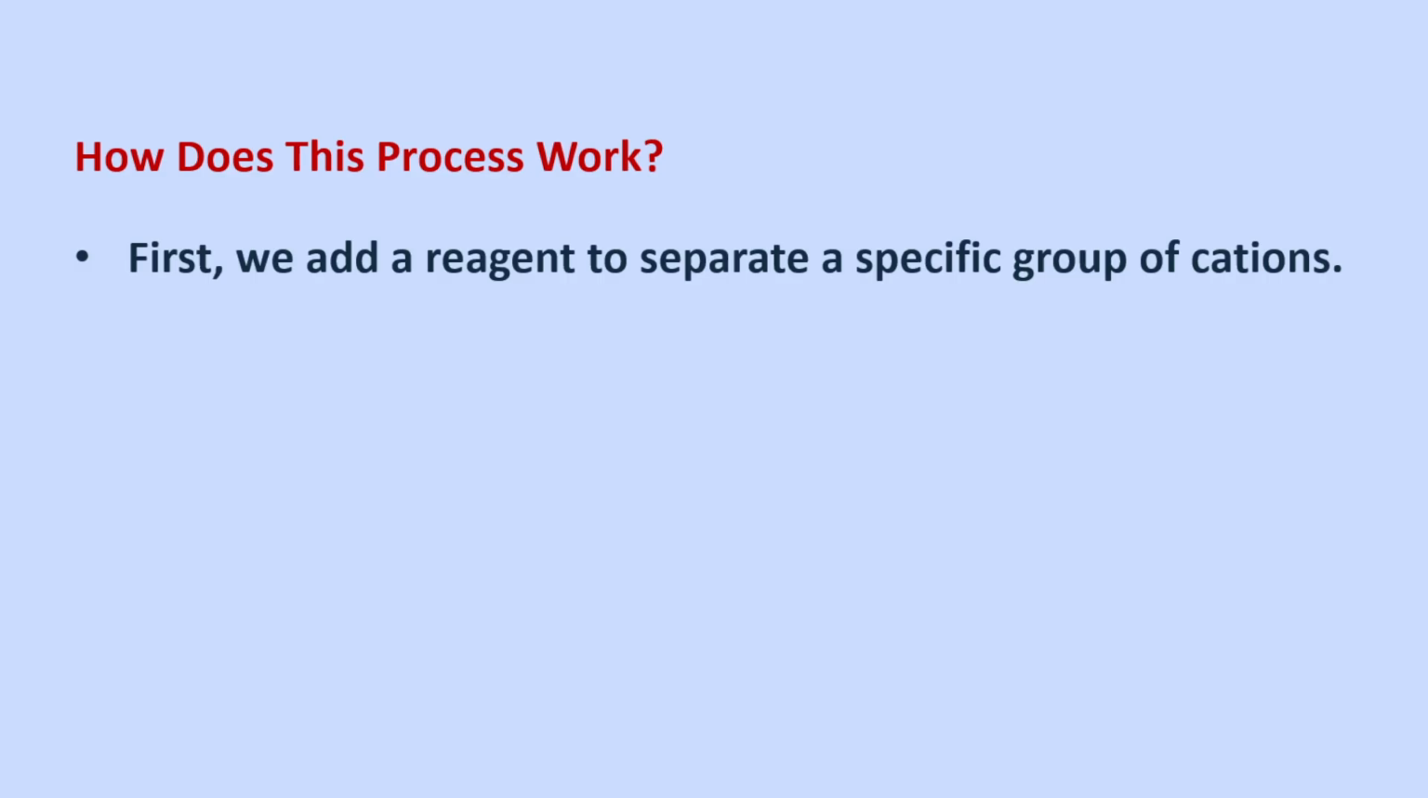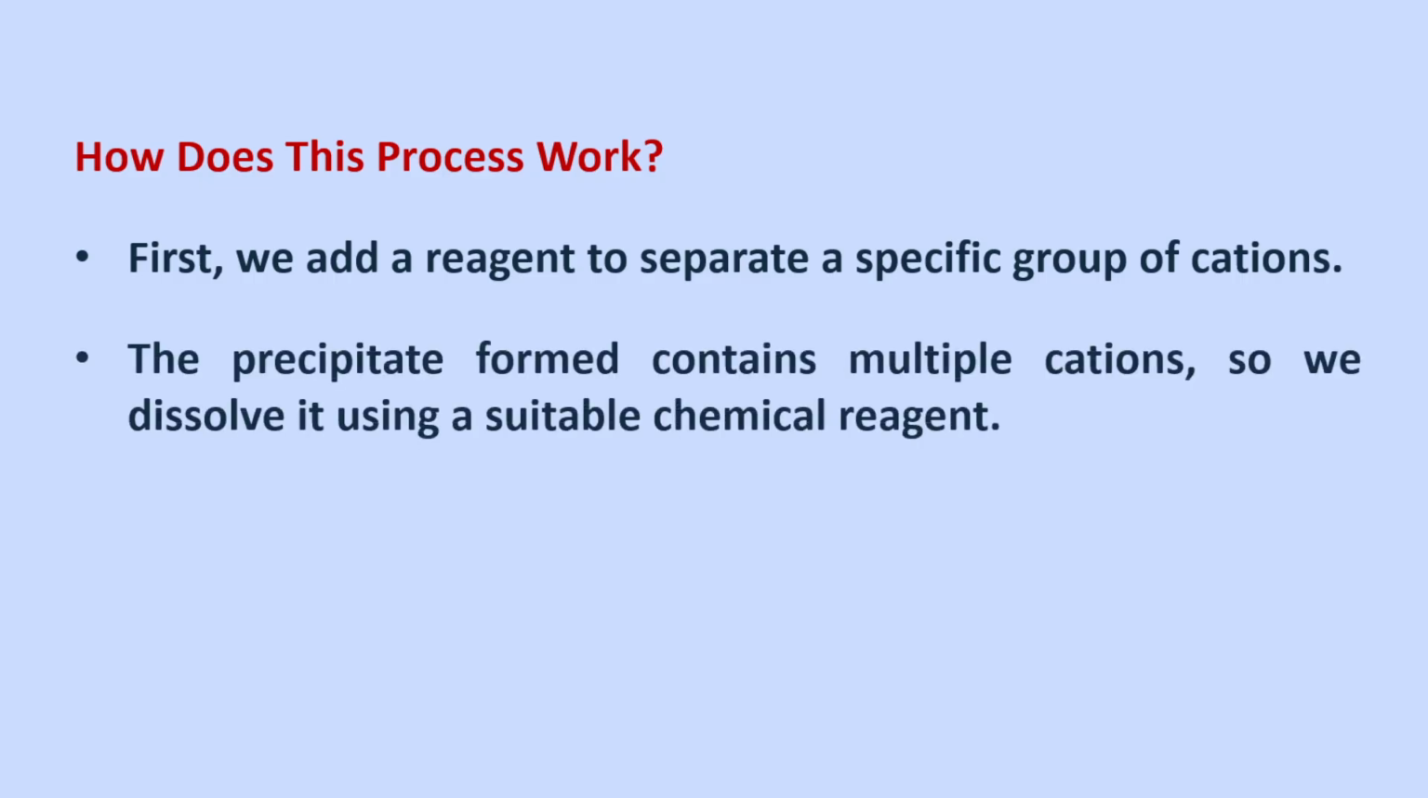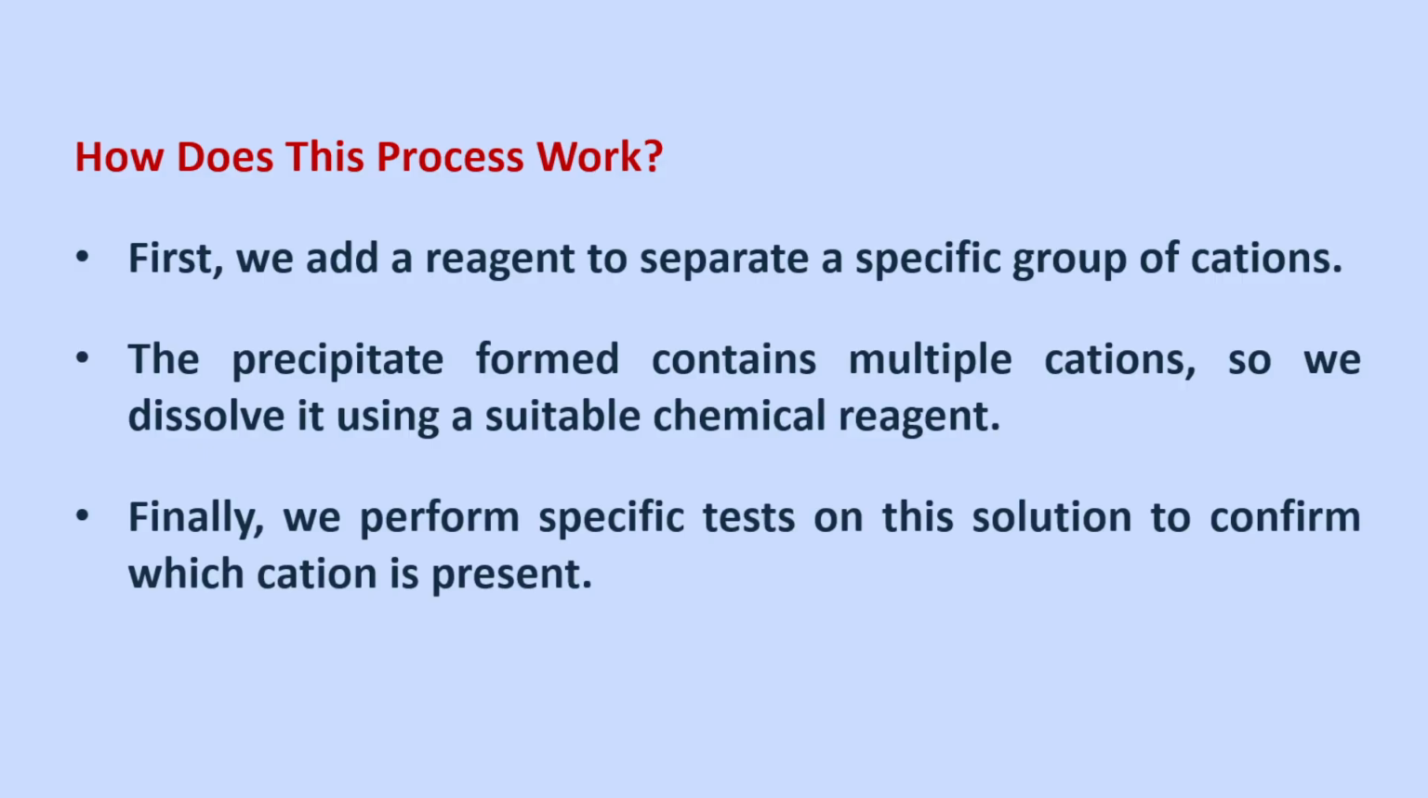So how does this process of qualitative analysis actually work? First, we add a group reagent to the mixture. This helps us separate a specific group of cation by forming a precipitate. But this precipitate usually contains more than one cation. So next we dissolve it using a suitable chemical reagent, something that can break it down into a solution. Finally, we perform a specific confirmatory test on this solution to identify which exact cation is present in the group. It is like a step-by-step detective process to find out what ions are hiding in the mixture.